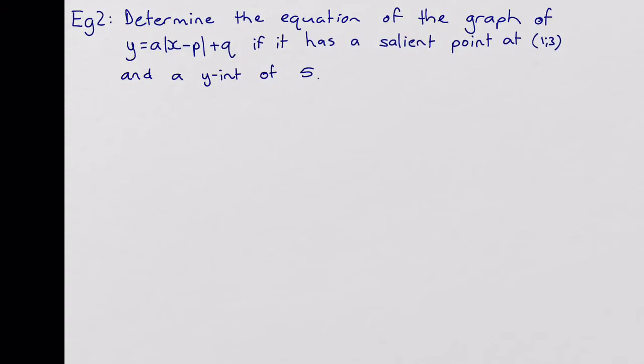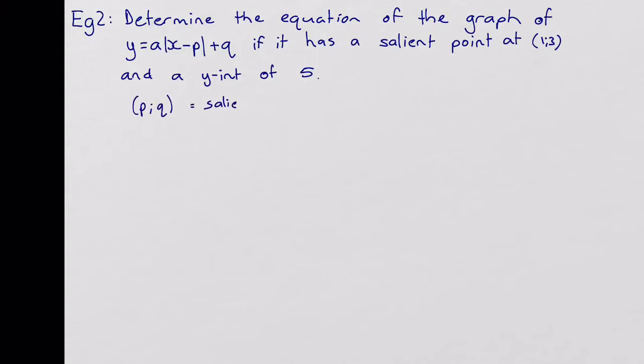Example 2: determine the equation of the graph of y equals a into the absolute of x minus p, plus q, if it has a salient point at (1, 3) and a y-intercept of 5. Okay, so you might remember, this is in standard form. So that's the first thing to notice. We've got a negative there. We would normally give it to you in a negative form. And because it's in standard form, we know that p and q is the salient point.